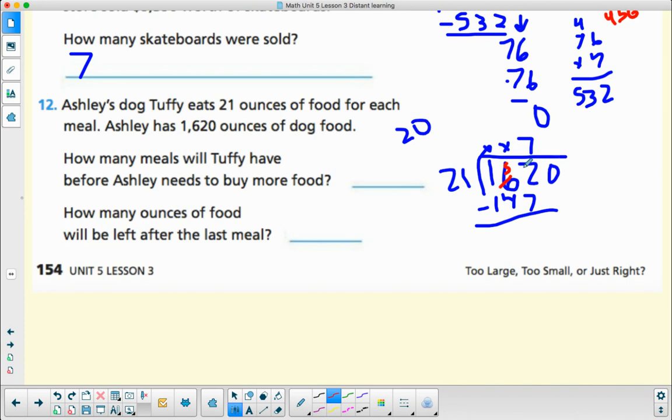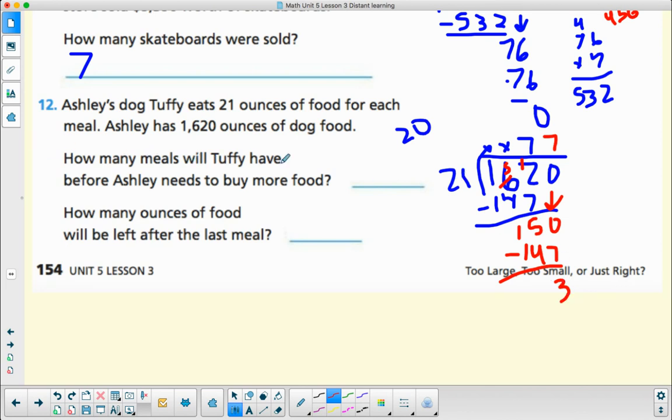I'm going to ungroup 1. I have 15 left. 15 is less than 21. I'm good. Bring down. How many 2s in 15? There are 7 again. 7 groups of 21, I remember, is 147. Not too large or too small. I have 3 left. 3 is less than 21.